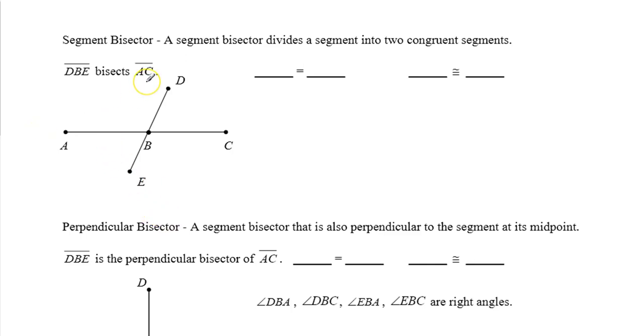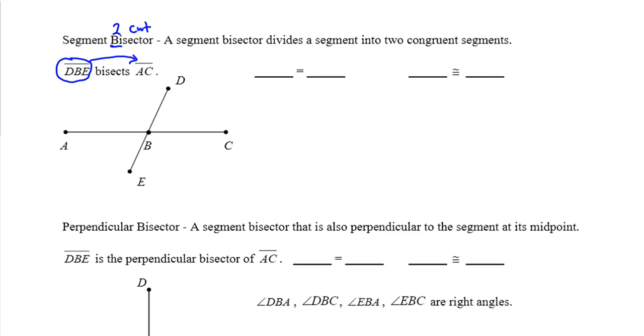So now we have a segment bisector, just like we talked about the other day. Bi, the prefix, means two, okay? And so we're going to cut into two parts. So a segment bisector divides a segment into two congruent segments. Now, the thing that sometimes can be confusing to people, you have to understand what is doing the cutting. So in this case, DBE is going to bisect, or cut, AC.